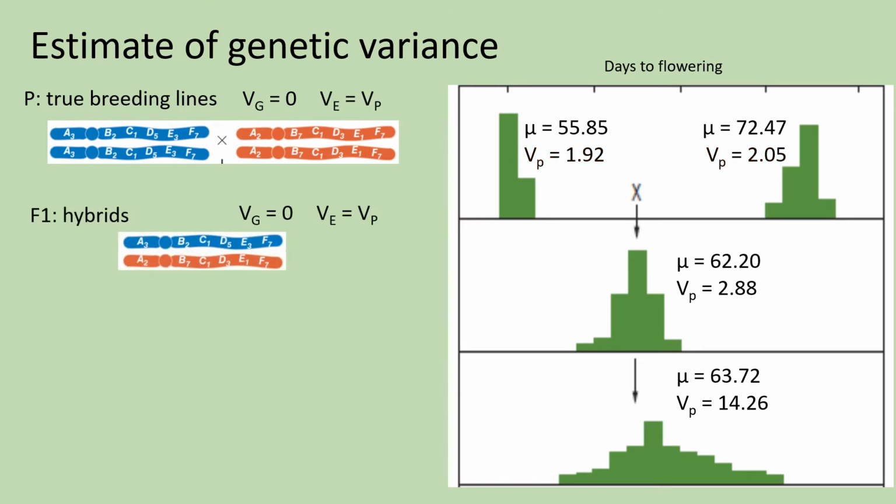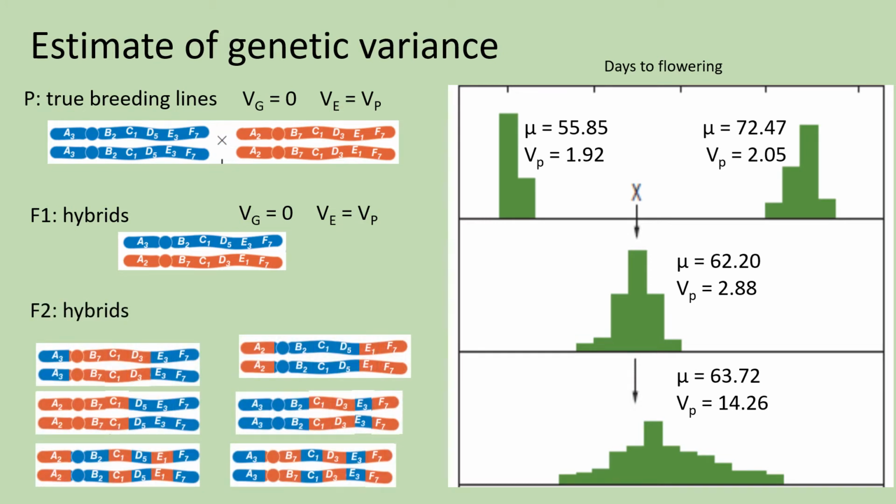The F1 offspring are hybrids and have no genetic variation between individuals as well, because each individual has inherited the exact same genes from the two parental lines. So once again, all phenotypic variation we observe is due to environmental variation in the F1.